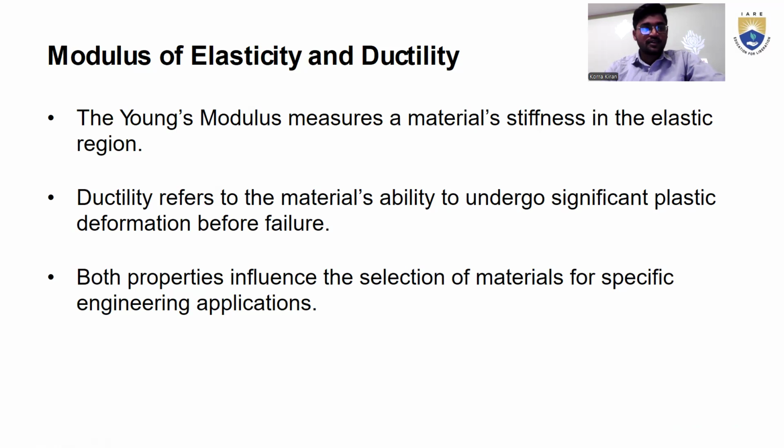And the other point is ductility, which refers to the material's ability to undergo significant plastic deformation before failure. Ductility is applicable only for plastic deformation, because once we deform the material, we can't get its original shape back. Both properties influence the selection of material for specific engineering applications.